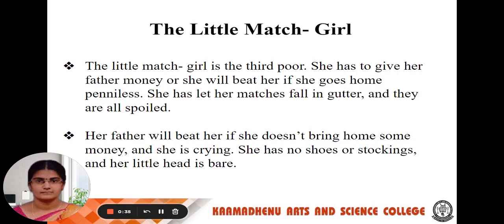Next character is the little match girl. The little match girl is the third poor person. She has to give her father money or he will beat her if she goes home penniless. It shows how cruel her father is. She had let her matches fall in the gutter and they are all spoiled. Her father will beat her if she doesn't bring home some money, and she is crying. It shows how pitiable she is. She has no shoes or stockings and her little head is bare.